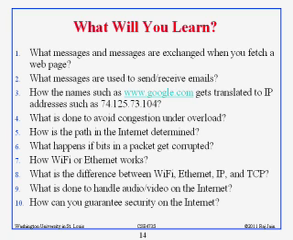So what will you learn? I think we have said this, but we'll say it again. What messages are exchanged when you fetch a web page? That is what HTTP is all about. When you do HTTP, what do we exchange? What messages are used to send and receive emails? How do names such as www.google.com get translated to IP addresses such as 74.125.73.104? Some of you have seen numbers like that, right? Why do we have the numbers in the first place, why do we have names, and how do they get translated?